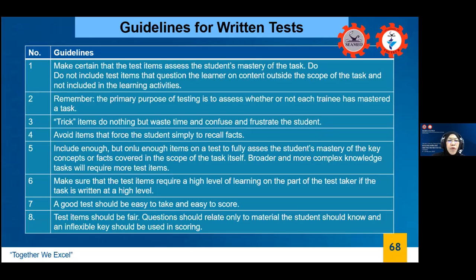Avoid items that force the students to simply recall. That's why when you develop tests or when you construct tests, it should be a combination of the different types of test items. It could be true or false, it could be matching type, it could be multiple choice, it could be essay. You can try as many as 3 types. Not less than 2, but not so many either. So the minimum is 3 types of written tests that you will make use of in your constructed written test.